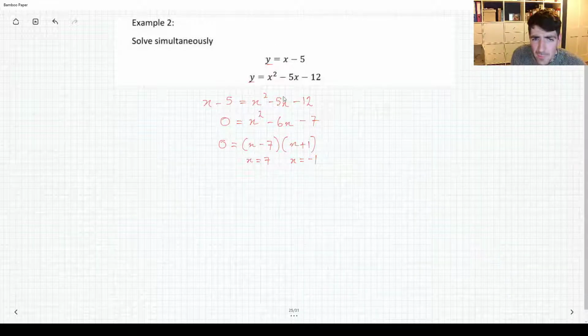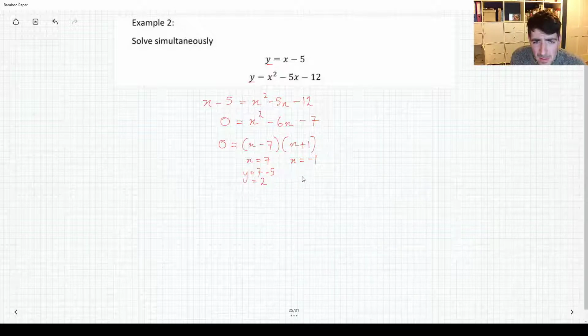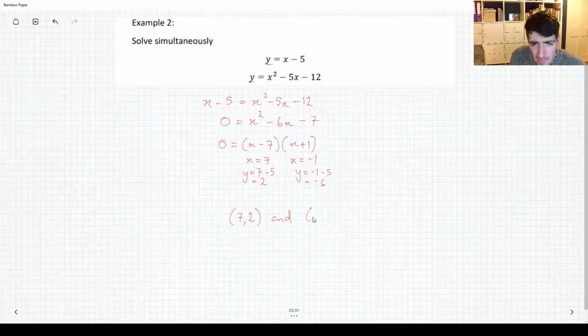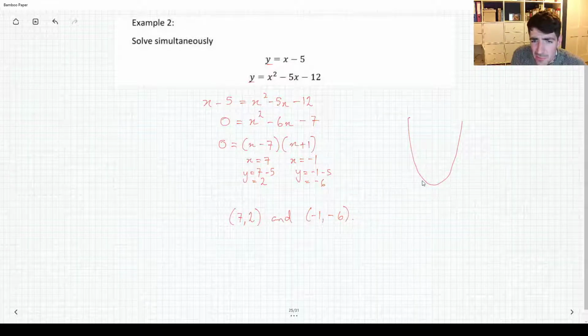So again, if we go back to the first one, when x is 7, we know that y equals 7 minus 5, that's x minus 5, which is 2. And here y is minus 1 minus 5, which is minus 6. So if we give them as coordinates, (7, 2) and (minus 1, minus 6). There we go. And graphically that would represent you've got your quadratic and you've got your straight line and it's intersected at (minus 1, minus 6) and (7, 2).